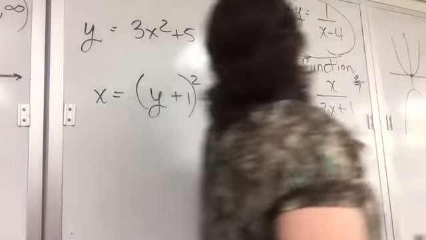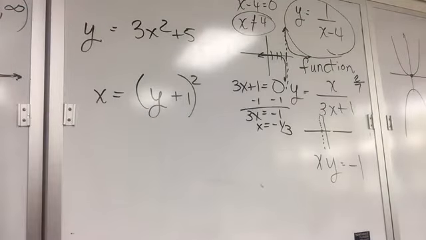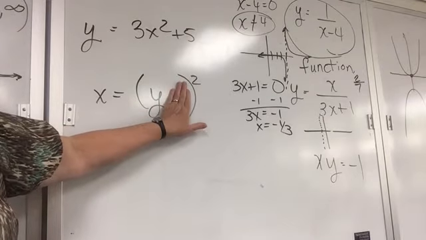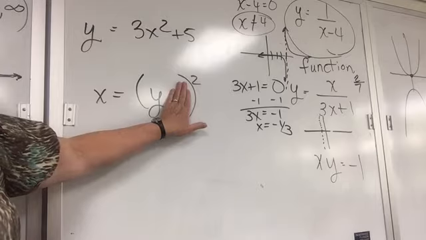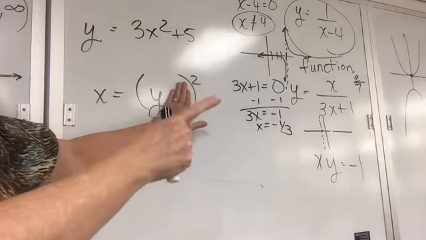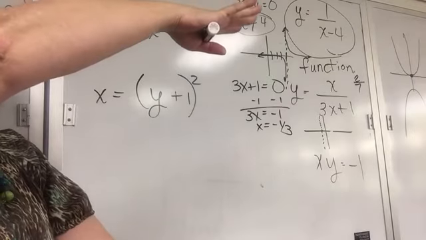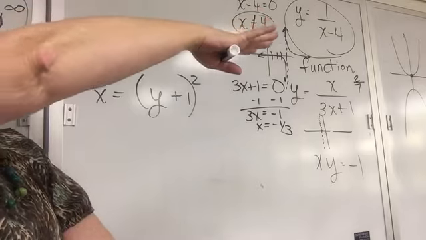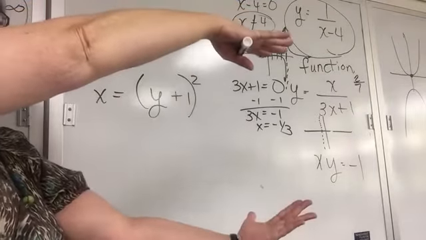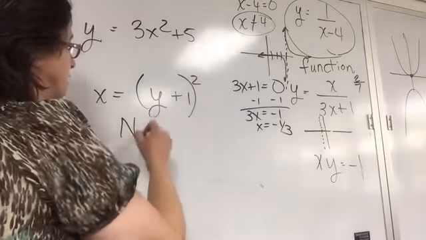You can always tell what these things are going to look like if you take away the constants for just a minute. Just look at your variables. You've got a y squared. Because you've got a y squared, and it's positive here, it's going to be a right-facing parabola. Because it's right-facing, every single vertical line is going to hit it twice. It's not a function. Not a function.